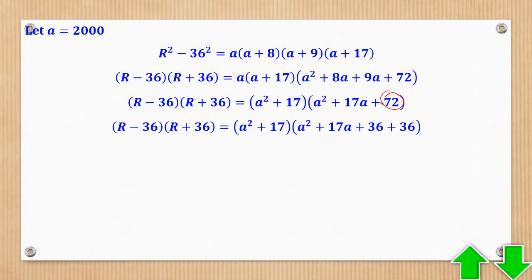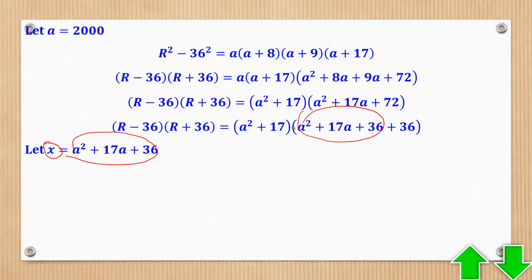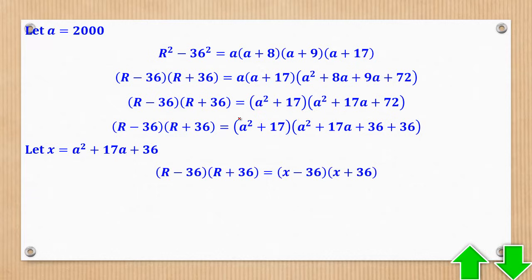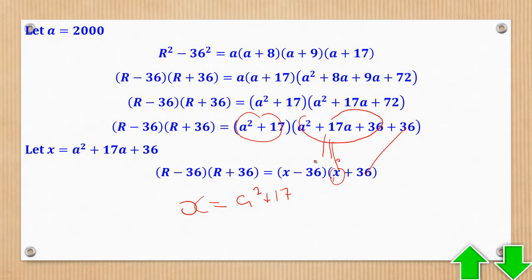So this 72 is the same as 36 plus 36. Okay. So what I'm going to do, I'm going to let x be equal to a squared plus 17a plus 36 here. I can replace it here. When I do that, I'm trying to get something this side, which is equal to this side. You realize that we come up with this one because this one is x, then plus 36. Then this one, it means that if x is equal to a squared plus 17a, actually here there is an a missing here, 17a plus 36.